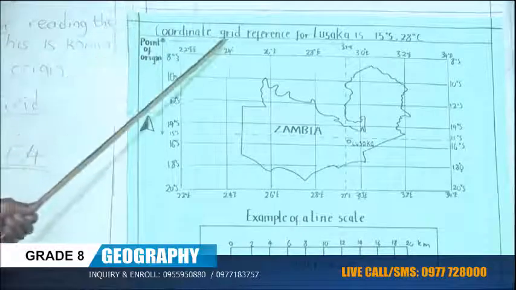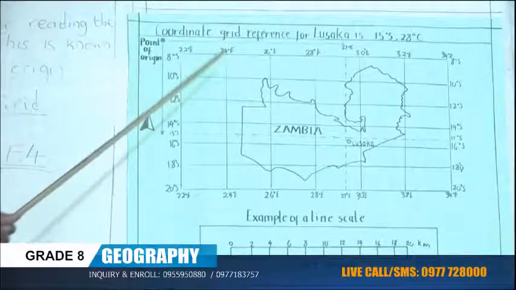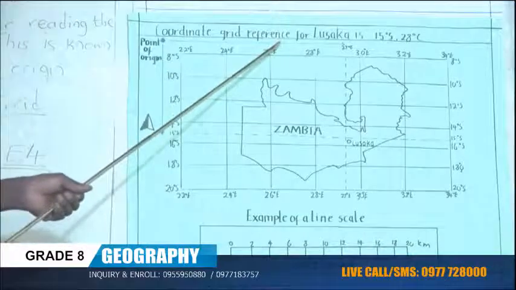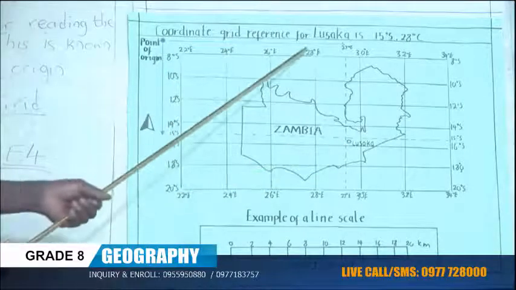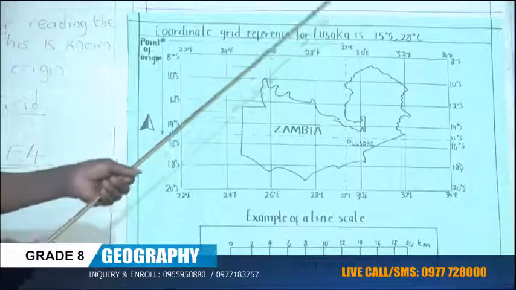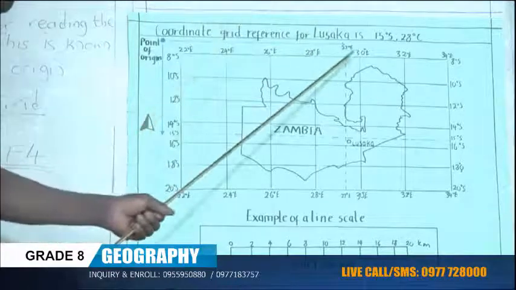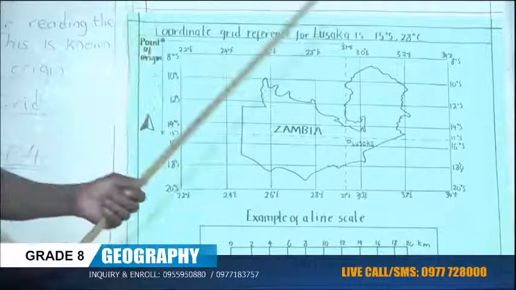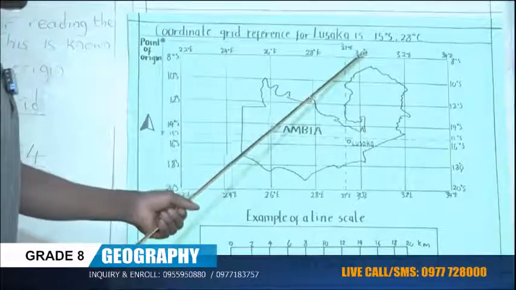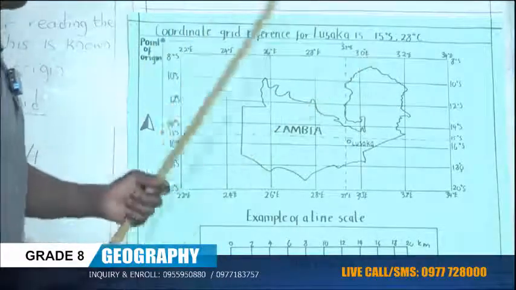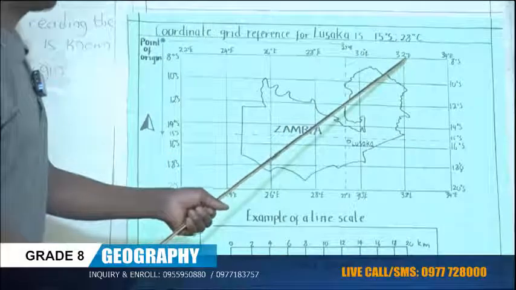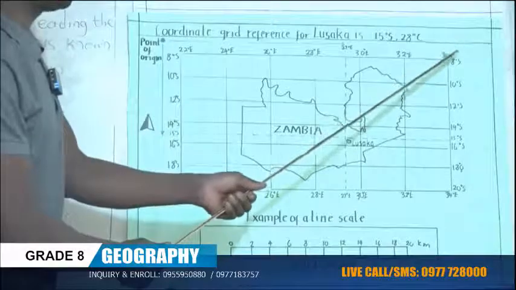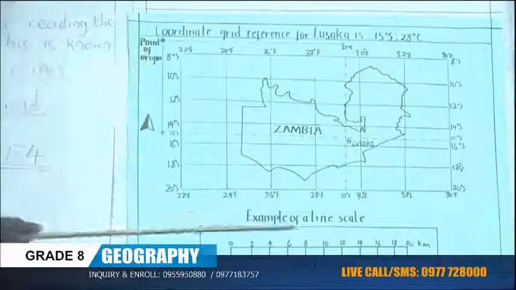This one is 24 degrees east. This one is 26 degrees east. This one is 28 degrees east. This one is 27 degrees east. And this one is 30 degrees east. The other one, 32 degrees east. The last one is 34 degrees east. We go to these.